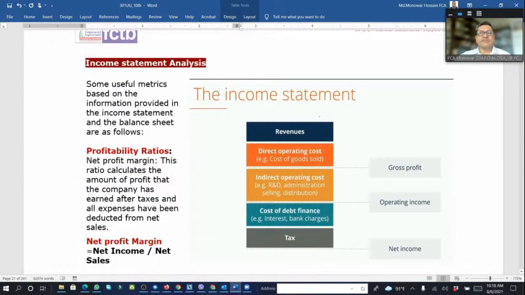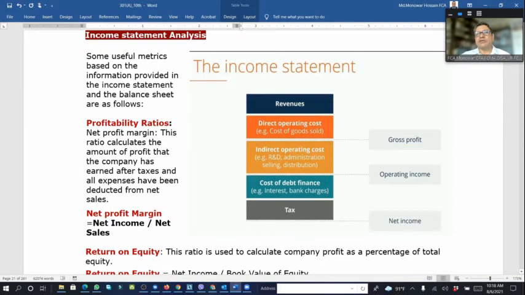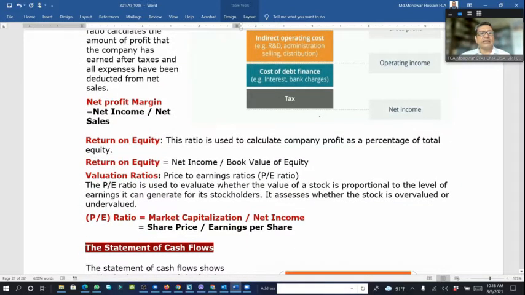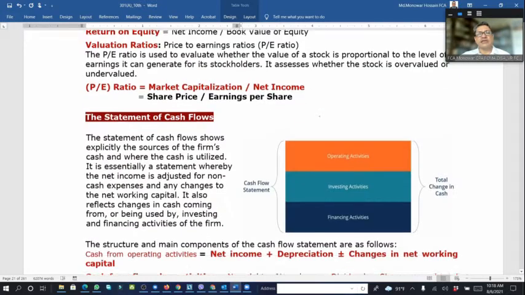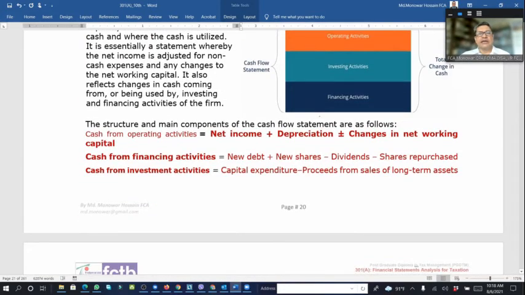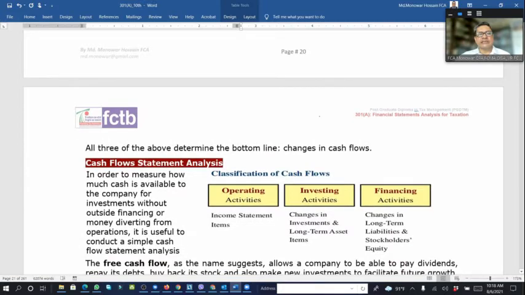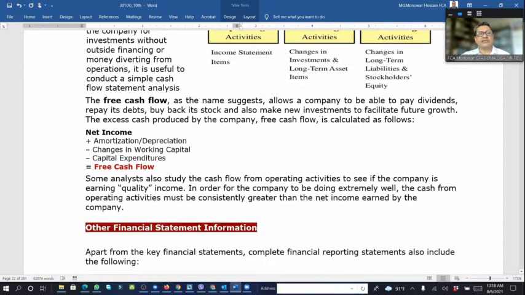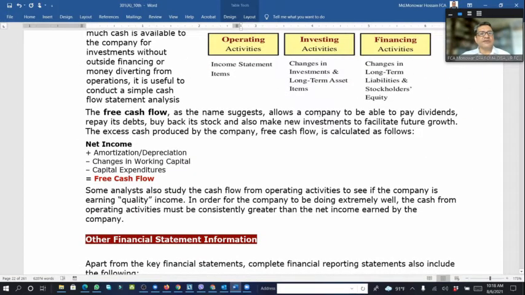This is the logical calculation. And if we look at income statement analysis, here we see gross profit, operating income, net income, and those types of ratios we are using. And for cash flow, we know there are three activities: operating, investing, and financing. And another thing, free cash flow.